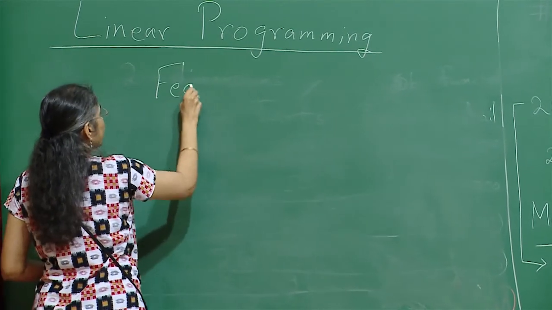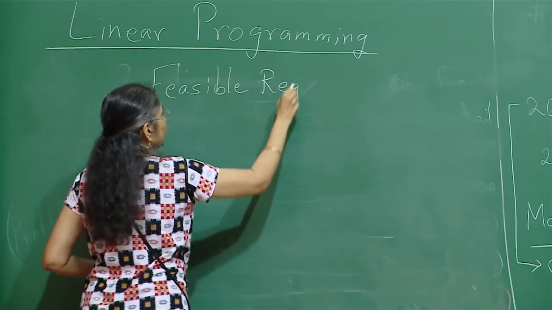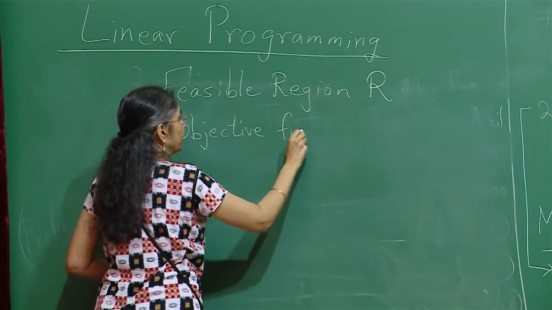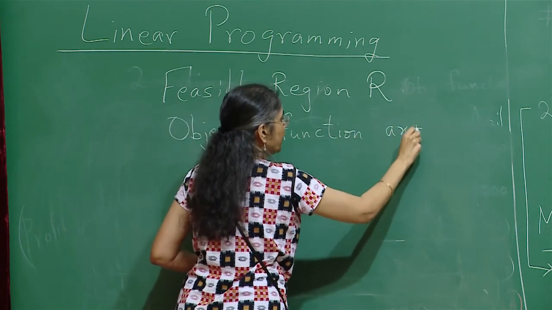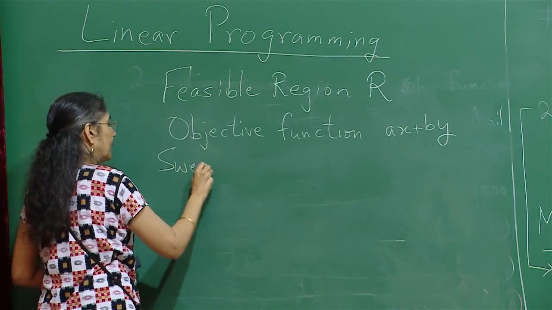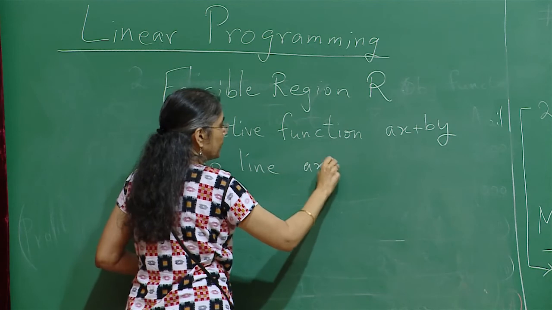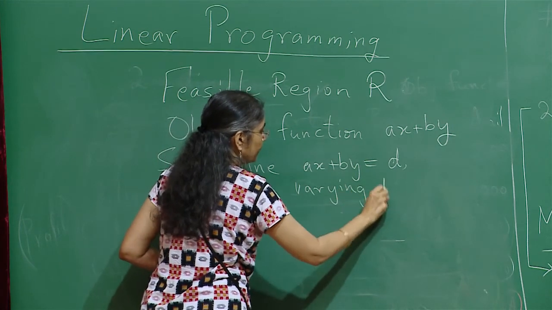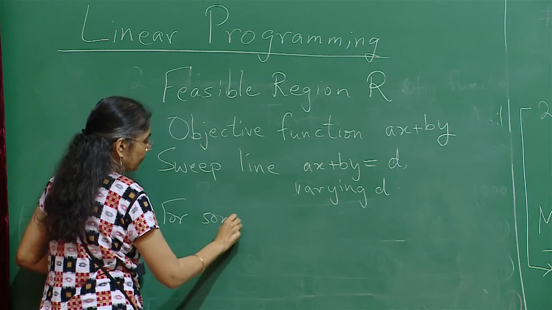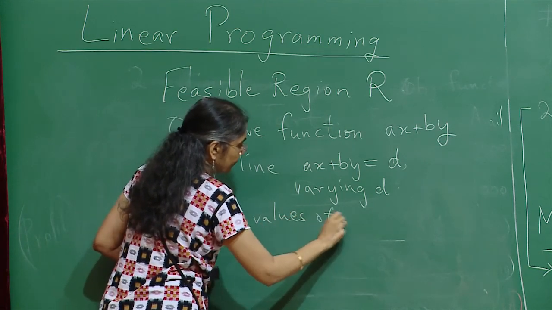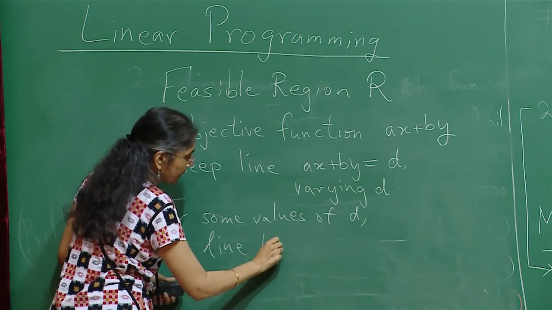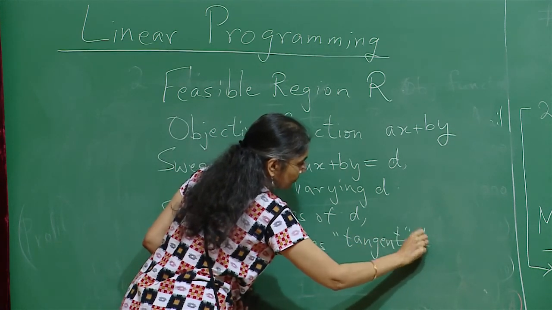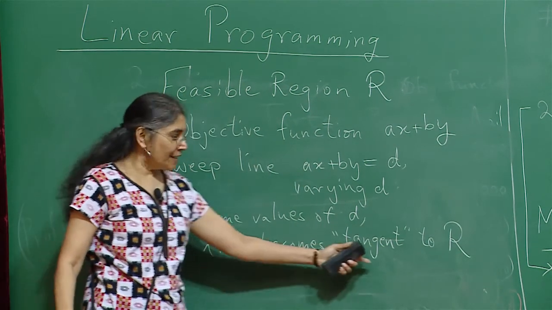So what are we saying? We have a feasible region. Then we have an objective function, which looks like ax plus by, and now we sweep the line ax plus by equals d, varying d. Now for some values of d, the line becomes tangent to R. Is it clear what I mean by this?